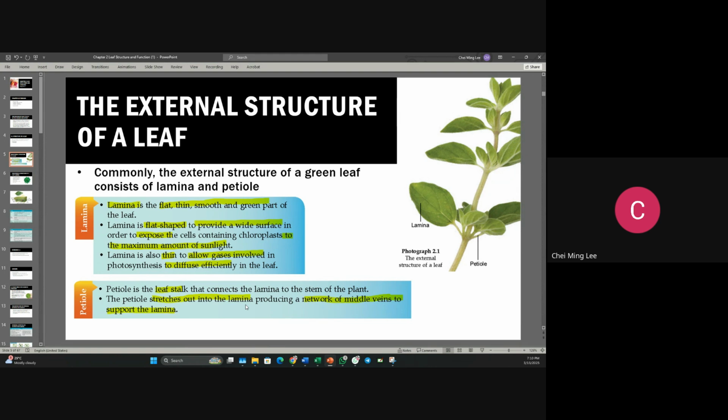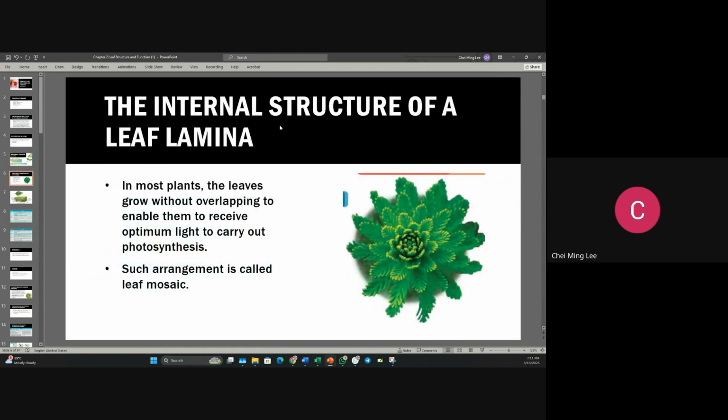You understand? Okay, so next. The internal structure of the leaf lamina. In most plants, the leaves grow without overlap. Why are they not overlapping? So that they can receive the optimum sunlight for photosynthesis. And the non-overlapping arrangement we call leaf mosaic. See, they are not overlapping. Okay, can you understand? This one is called leaf mosaic, not the tiles.